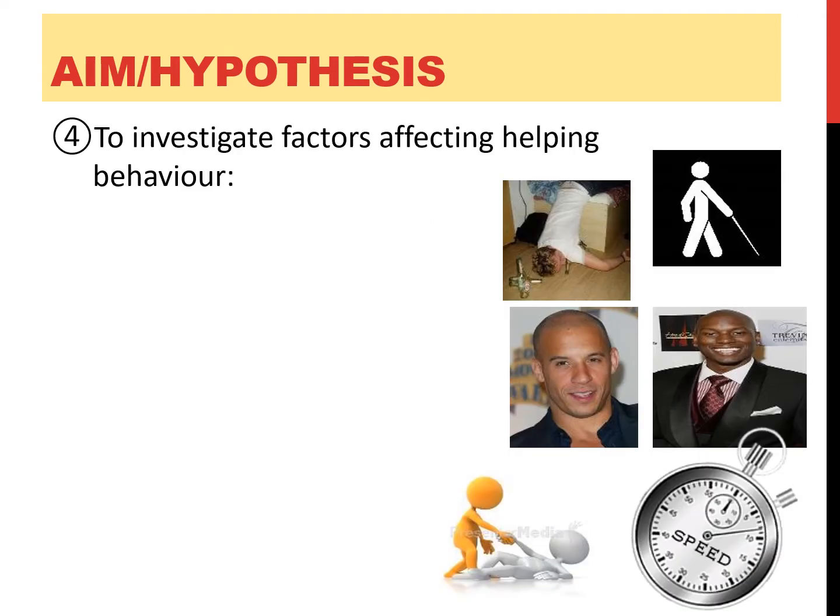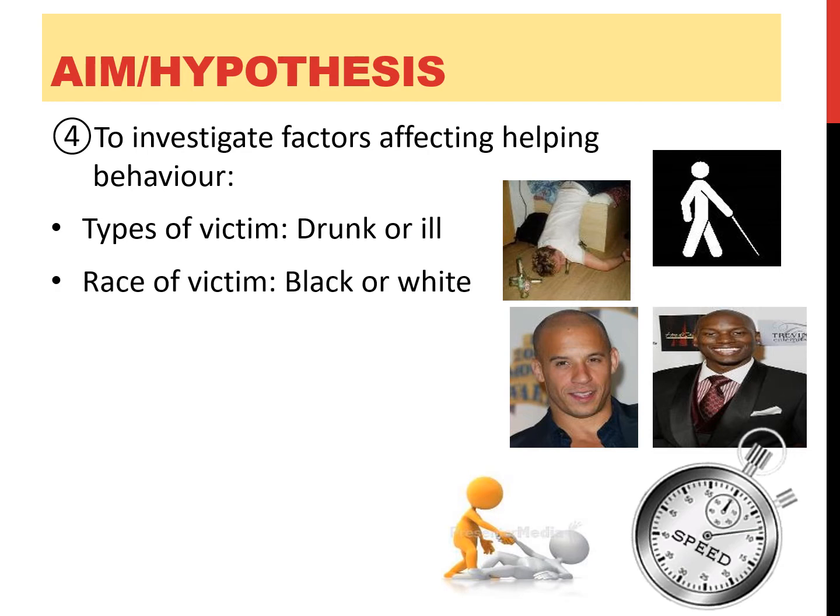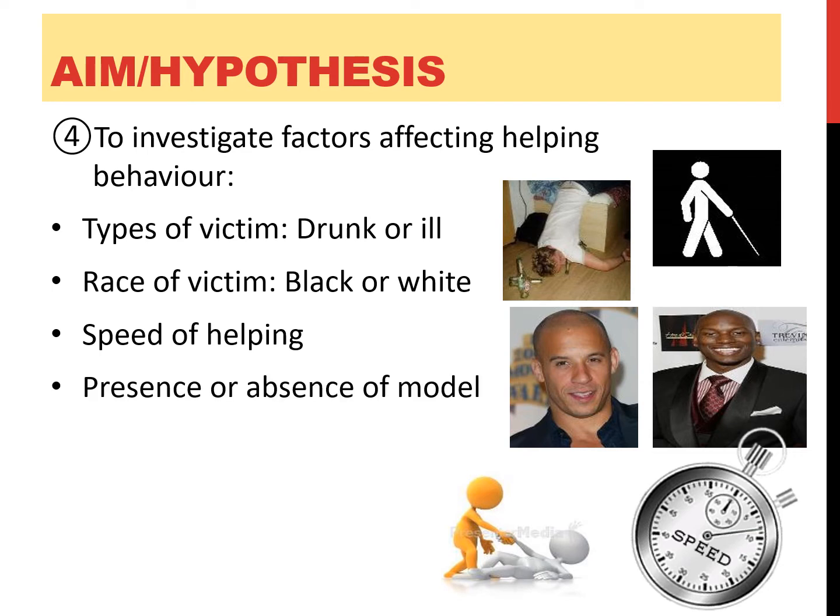Okay, so for hypothesis number 4, we're looking at factors that could affect helping behavior. These are the things that they manipulated in the study. The first manipulation was the type of victim, in which the victim that needed help was either drunk or ill. And then they also manipulated the race of the victim, either a black or white victim. The speed of helping was also one of the factors they wanted to look at. And the presence or absence of the model: in some trials there was a model, in some trials there was none.